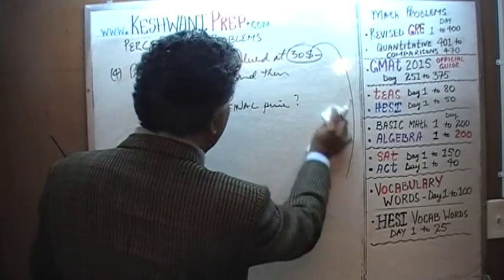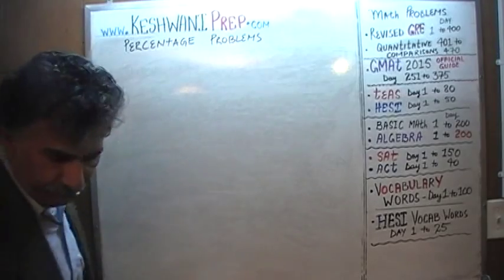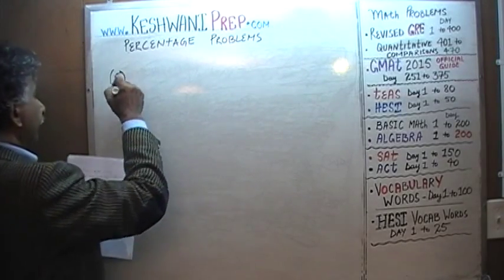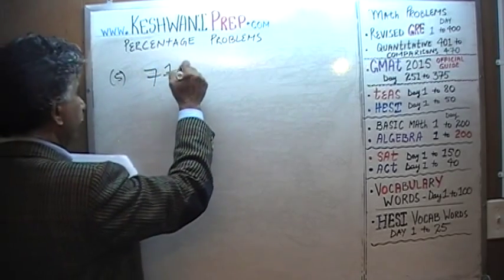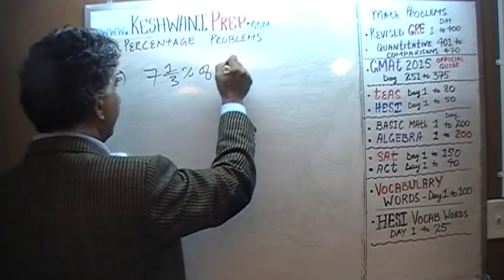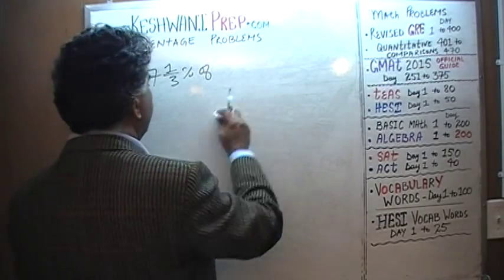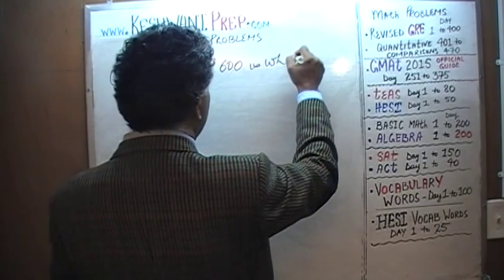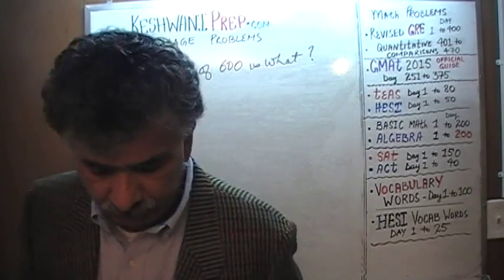This was problem number 4. Let's move on to 5. The question is 7 1/3% of 600 is what?